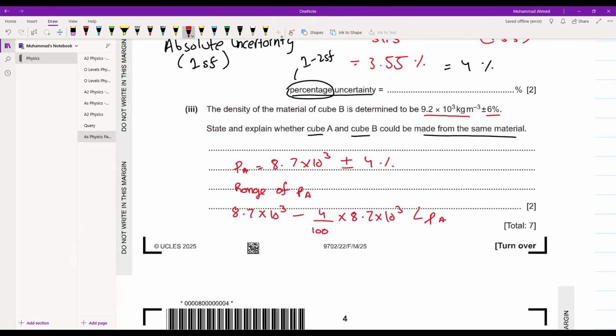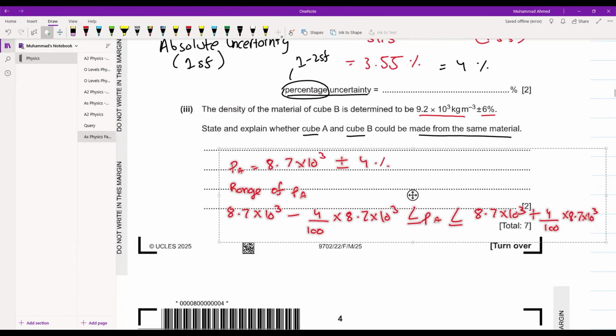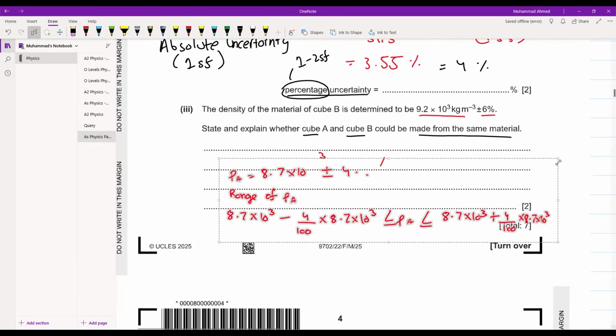What will be the higher bound of density A? Very easy. 8.7 into 10 raised to the power of 3 plus 4% of this value. 4 over 100 into 8.7 into 10 raised to the power of 3. Let's calculate the lower bounds and upper bounds and form a range of density of A.